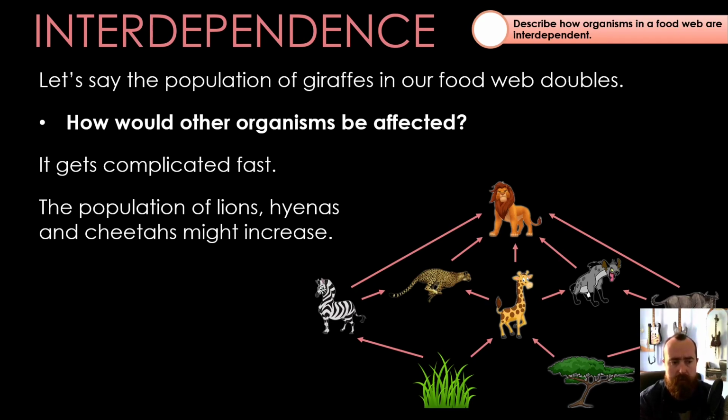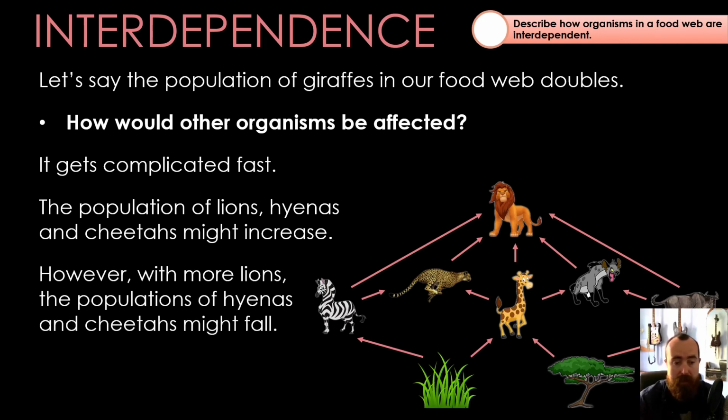So it's not just about the lions, the cheetahs, and the hyenas getting a bit more food. So when you have more lions, it's not just that they're going to be eating more giraffes. They might also be eating more cheetahs, more hyenas, more zebras, more wildebeest. So the numbers of those things might start to fall. Notice I said might, because it's not really too clear. We're getting into uncharted territory. It becomes quite tricky to predict what's going to happen.